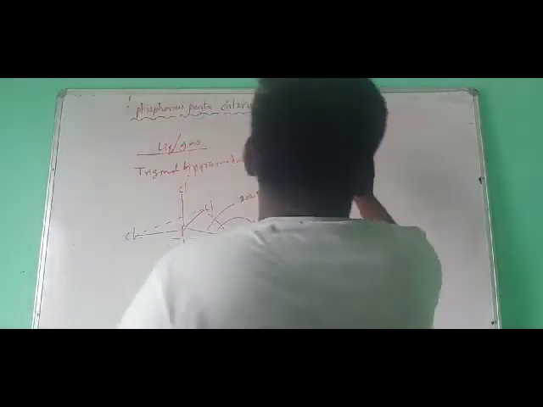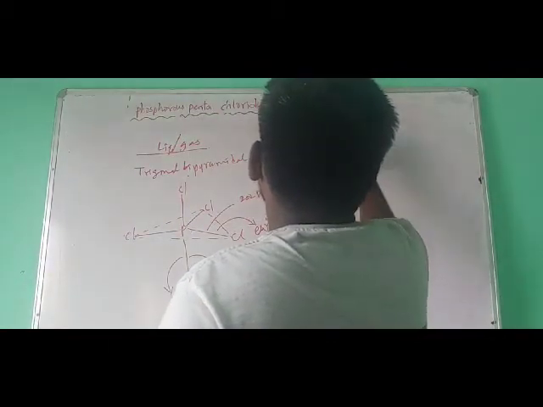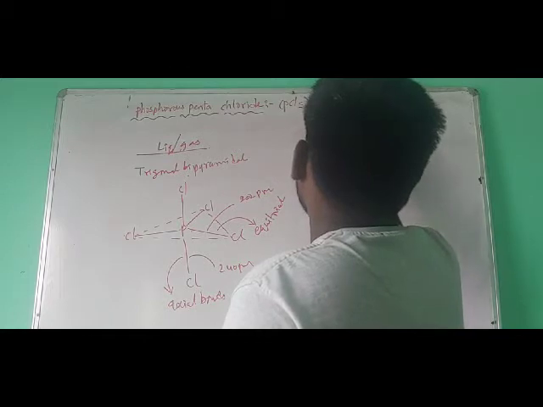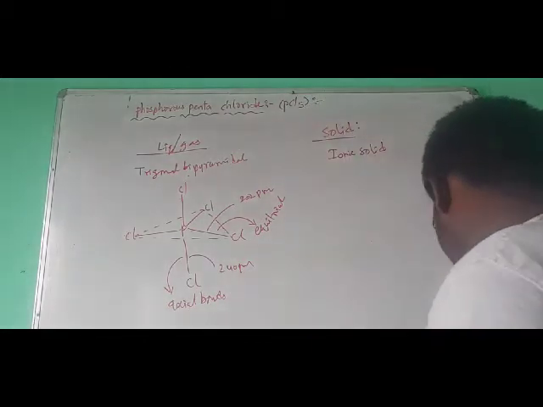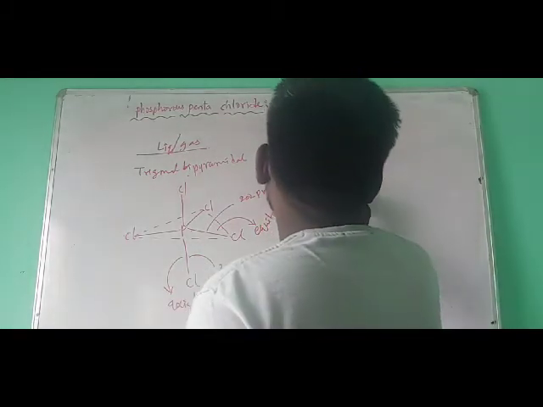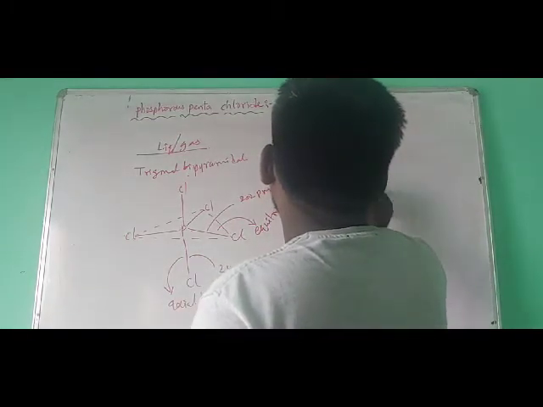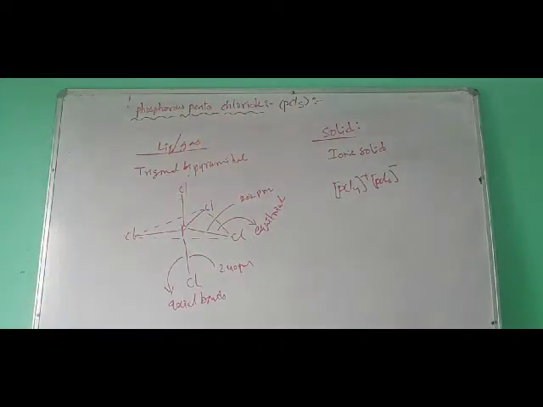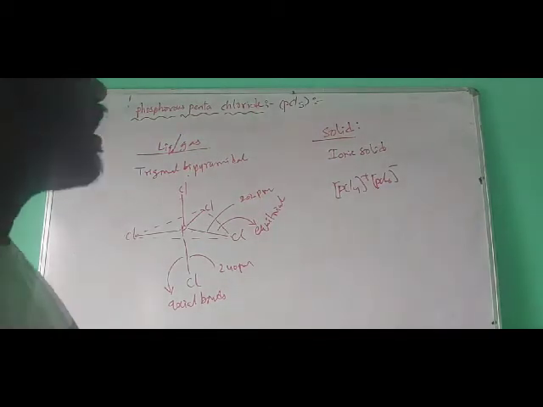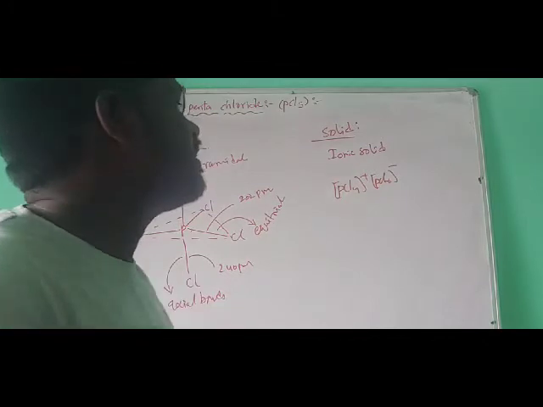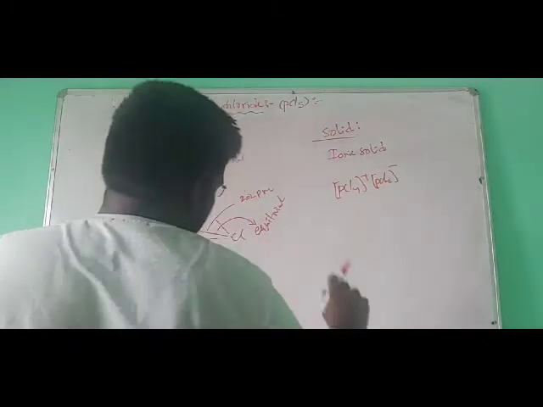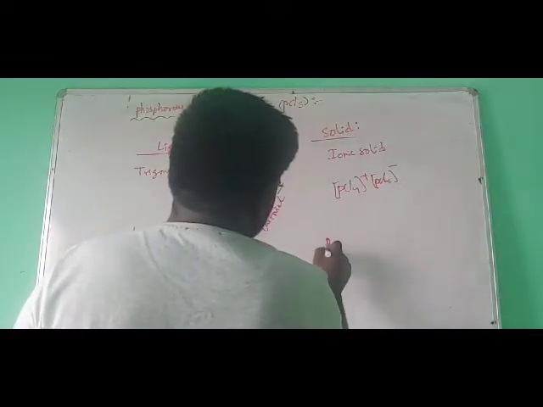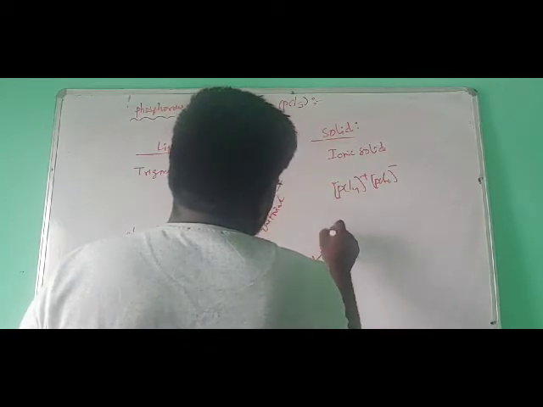And the next one, in solid state. In solid state, this one is present as an ionic solid. In that ionic solid, PCl4 plus is the cation and PCl6 minus is the anion. Here, the geometry of the PCl4 cation is tetrahedral geometry. So around this one, the chlorines are present in tetrahedral fashion like this.